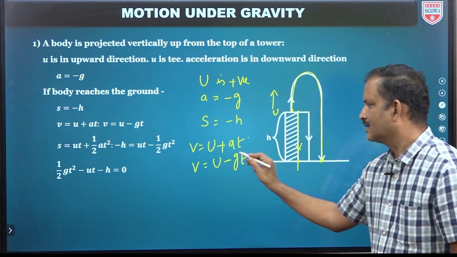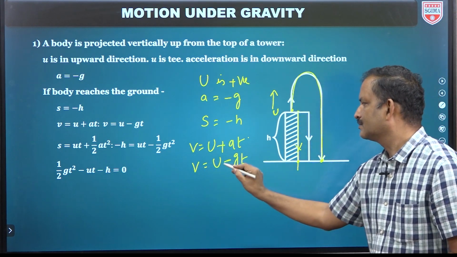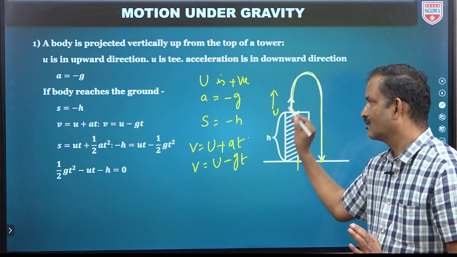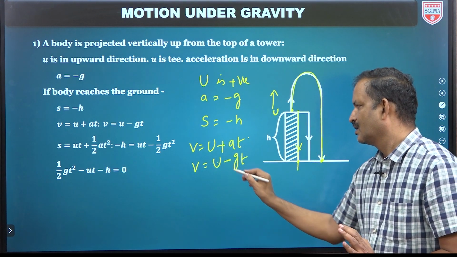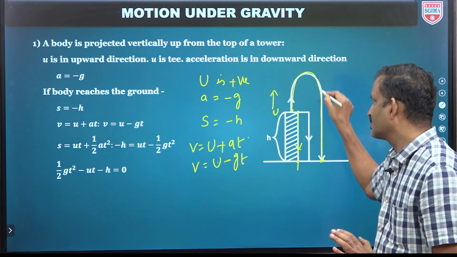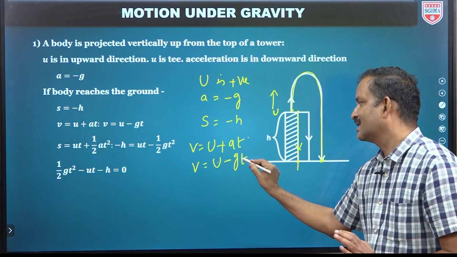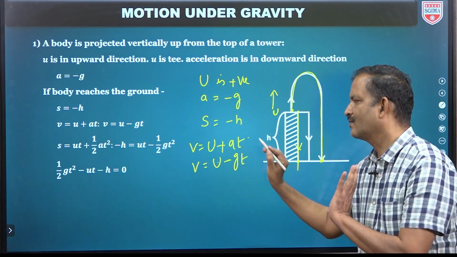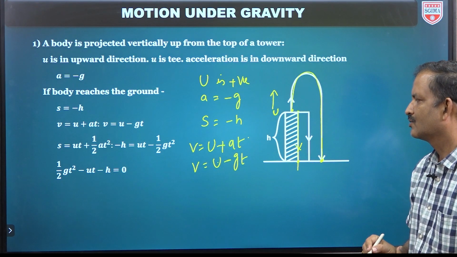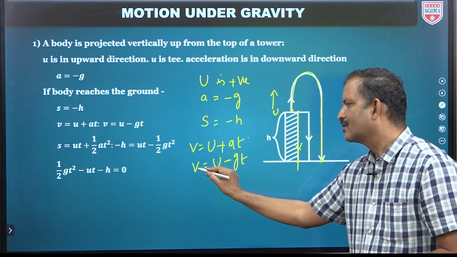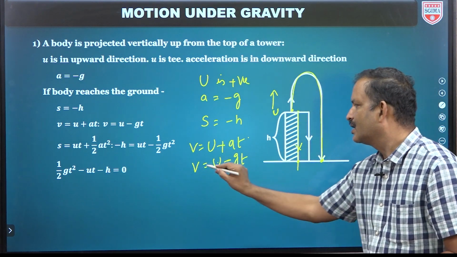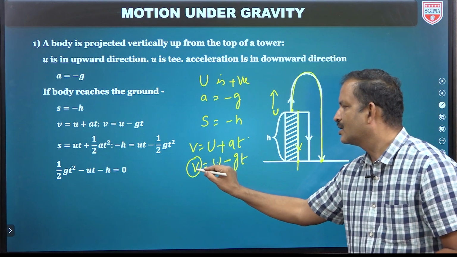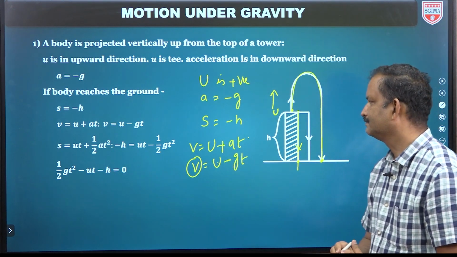Here you will get, if it is going upward, u is greater than gt, you will get positive. If it is going downward, u is less than gt, then already you will get this negative value. There is no need to apply positive and negative. If it is going upward, here only you will get the positive. If it is going downward, here only you will get this value negative.